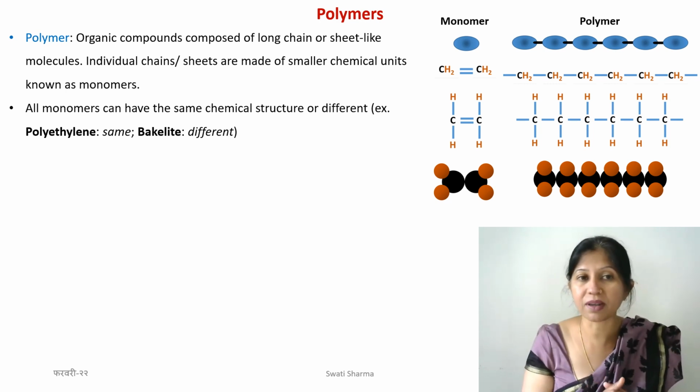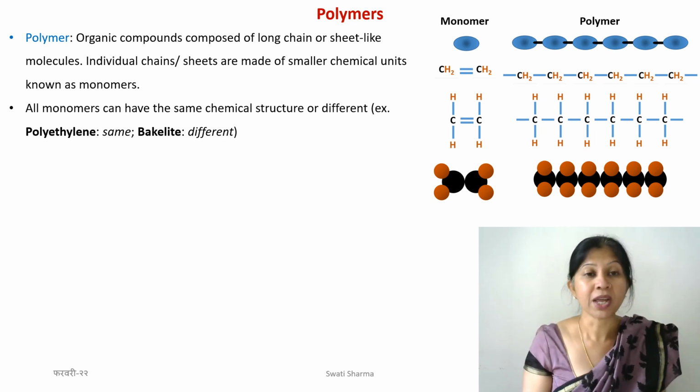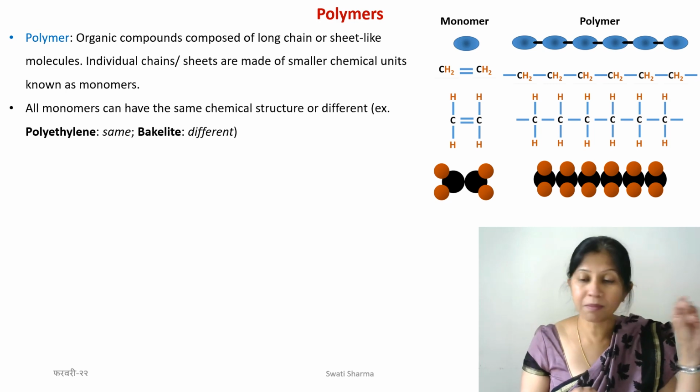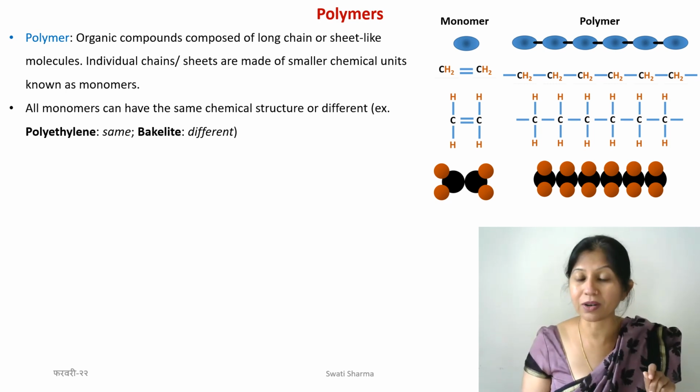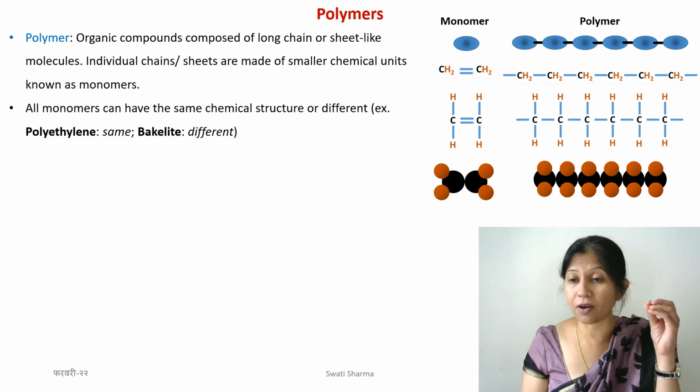So here I have given some examples. Polyethylene, commonly known as polythene, is made of the same units or same monomers. On the other hand, bakelite, you must have heard, is the name of a class of plastic, which is a combination of phenol and formaldehyde.